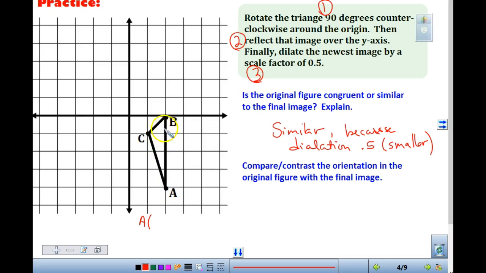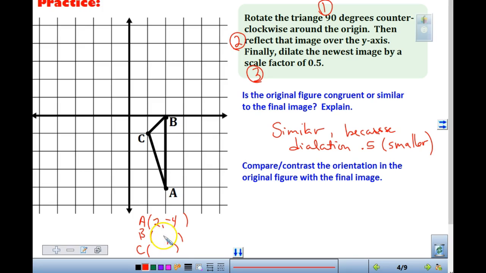So A was really originally located down at 2 and what point? 2, -4, right? So let's write our points down, B and C. So we'll think about that orientation as we do this.